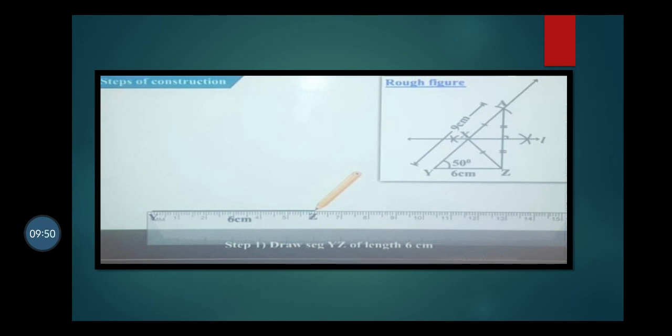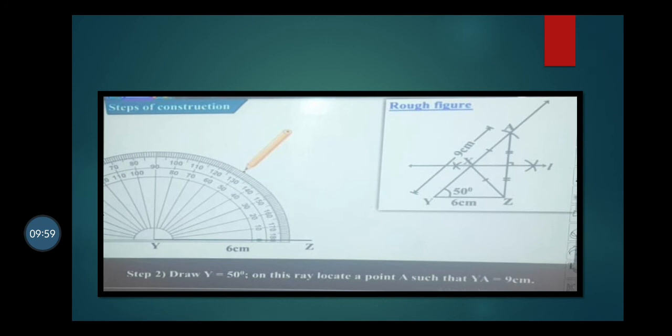Steps of construction. Step number 1. Draw seg YZ of length 6 centimeter. Step number 2. Draw angle Y of 50 degree on this ray. Locate a point A such that YA is equal to 9 centimeter.